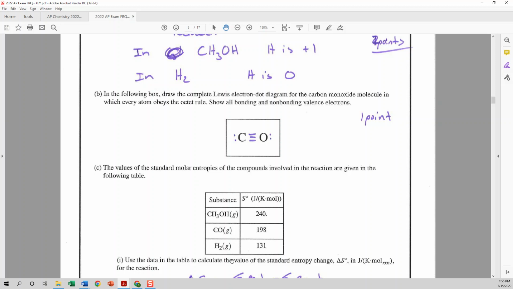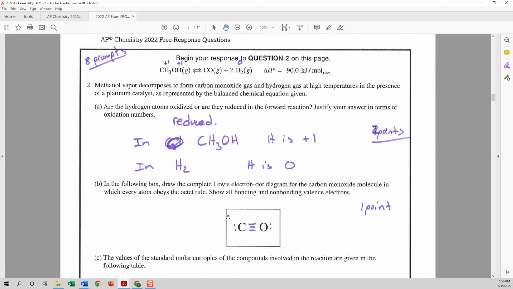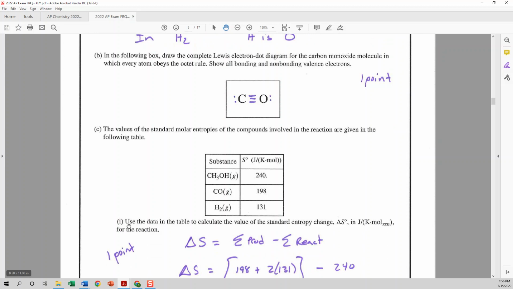So if we look at the question, it's asking to use these standard enthalpy values. Notice that they give us this value called entropy, which, don't worry, we're going to cover plenty this year. But notice that you have a value for each thing involved in this reaction. So they're saying in part 1, use the data in the table to calculate the delta S for the reaction.